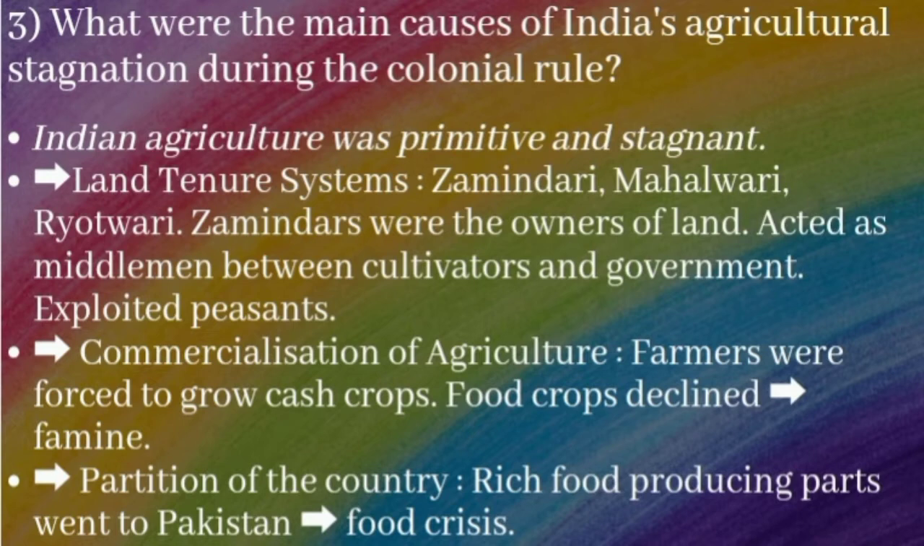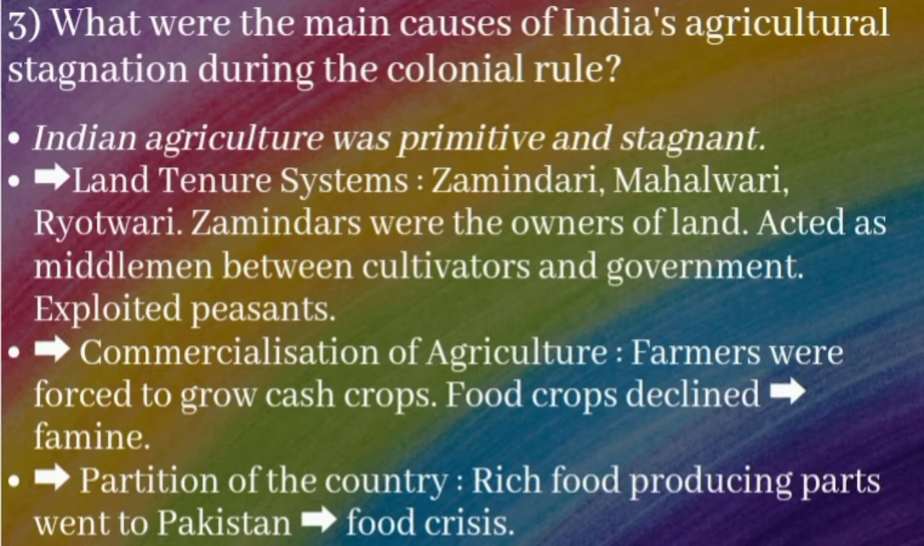So the zamindars were the actual landowners, and they were collecting rent from the farmers, irrespective of their economic condition. So this exploited the peasants. They also acted as a middleman or an intermediary between the cultivators and the government.